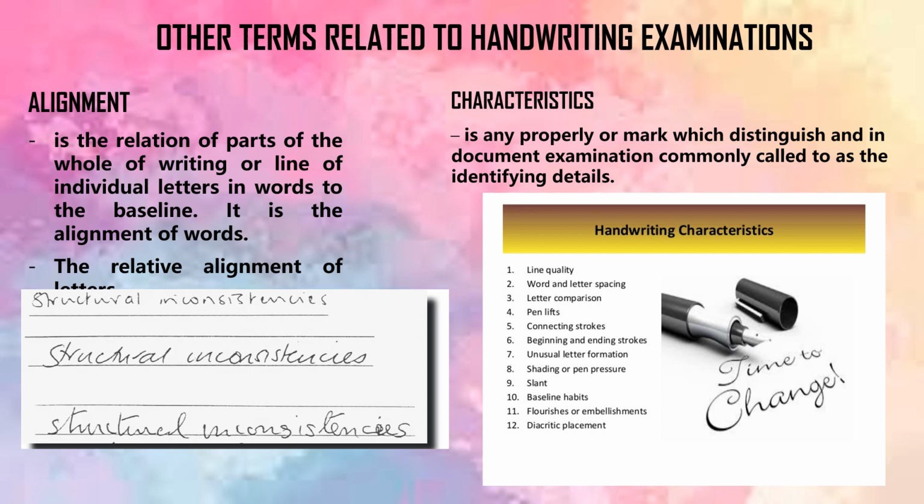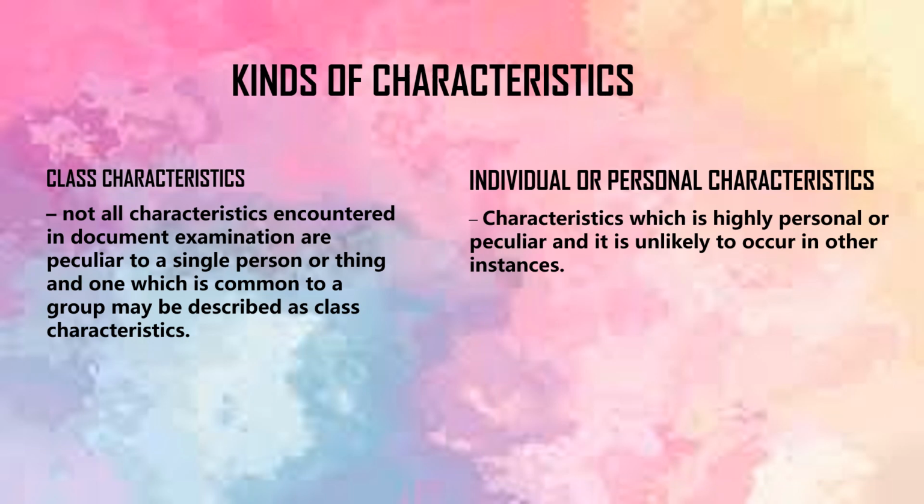Next is baseline habits, flourishes or embellishments, and the diacritic placement. Now next, let's talk about the kinds of characteristics. We have here the class characteristics and the individual or personal characteristics.